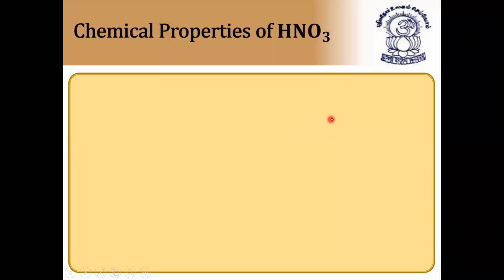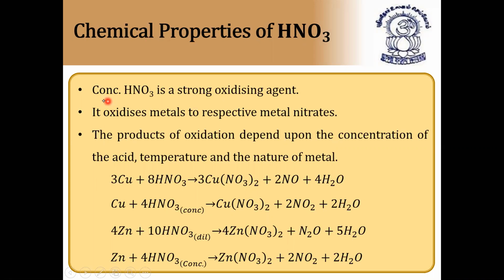Next, chemical properties of nitric acid. Concentrated nitric acid is a strong oxidizing agent. It oxidizes metals to respective metal nitrates. The products of oxidation depend upon the concentration of the acid, temperature, and nature of the metal. These concentrated nitric acid reactions are most important because they'll ask the byproducts in the examination. So you have to underline this, very, very important. All the oxides of nitrogen will come.